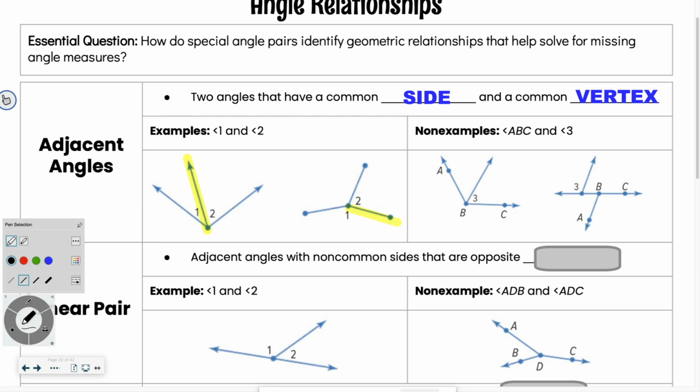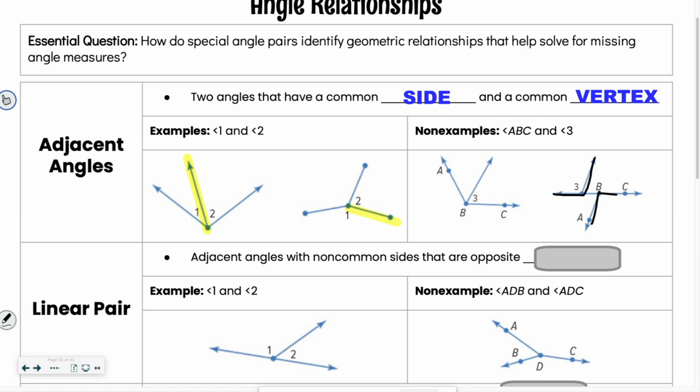If we look at these non-examples, this one's pretty straightforward. Why are those two angles not adjacent? They don't have the same vertex. They're not even next to each other, right? It's pretty obvious. Those would be not adjacent. Okay?